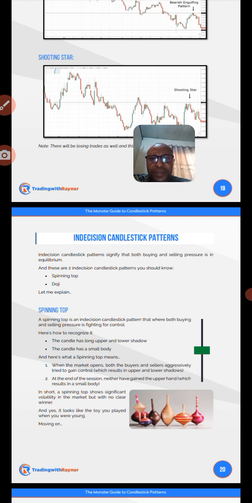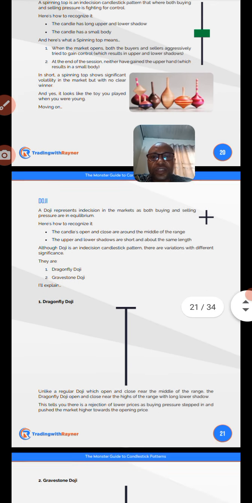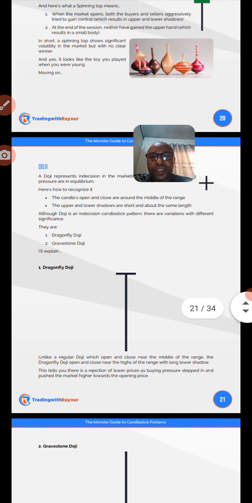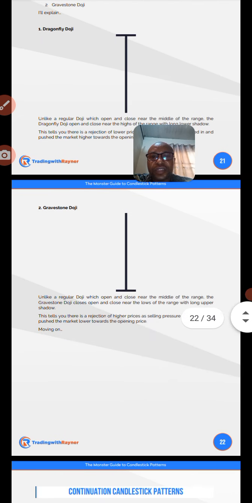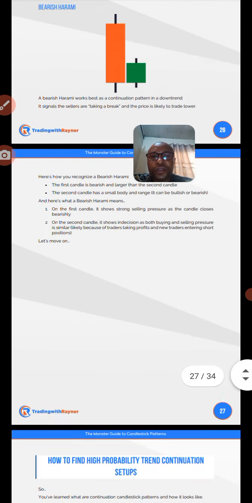We have spinning top. Spinning top also means indecision in the market. It's a doji. Whenever you see this type of candle, it might occur at the middle, then you see one at the left or the right. It can occur anywhere, but whenever you see it, it shows indecision in the market. So you see another one of it. You see the doji itself, then you see the dragonfly, you see the gravestone, and so on and so forth.